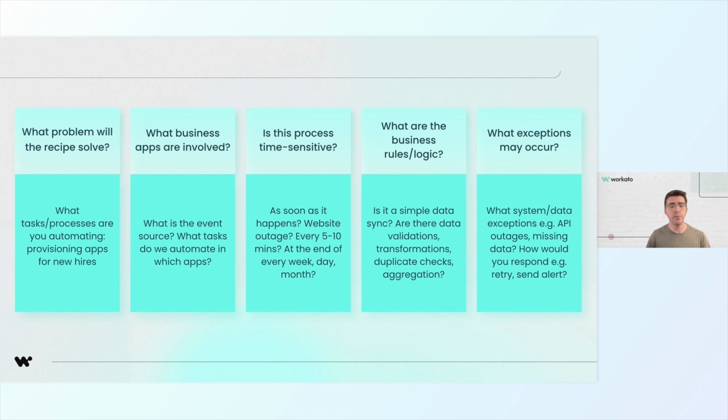And finally, we want to ask what exceptions might occur. We should plan for the unexpected, such as missing data or system downtime. Salesforce or Jira APIs may not be responsive, or they could encounter rate limits. And searching by case identifier in Jira may not be reliable. These are all things that you want to take into account.